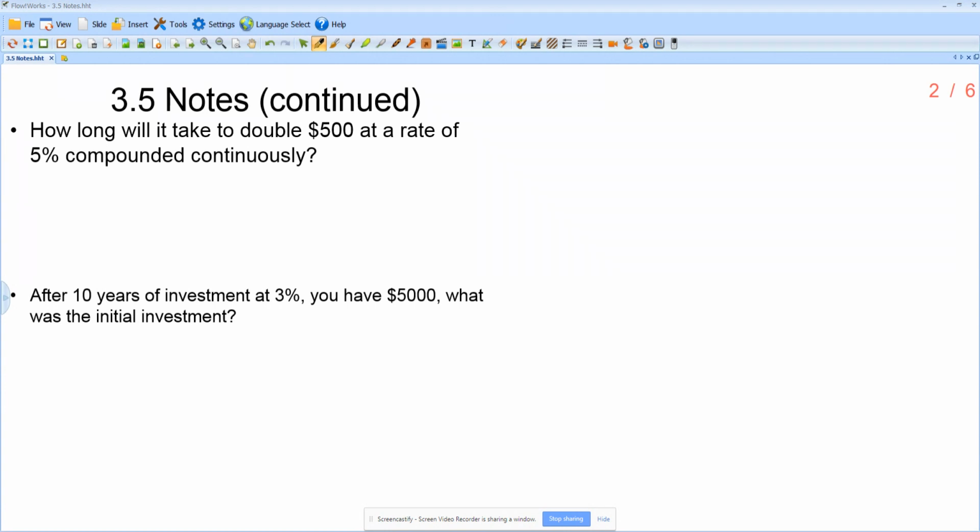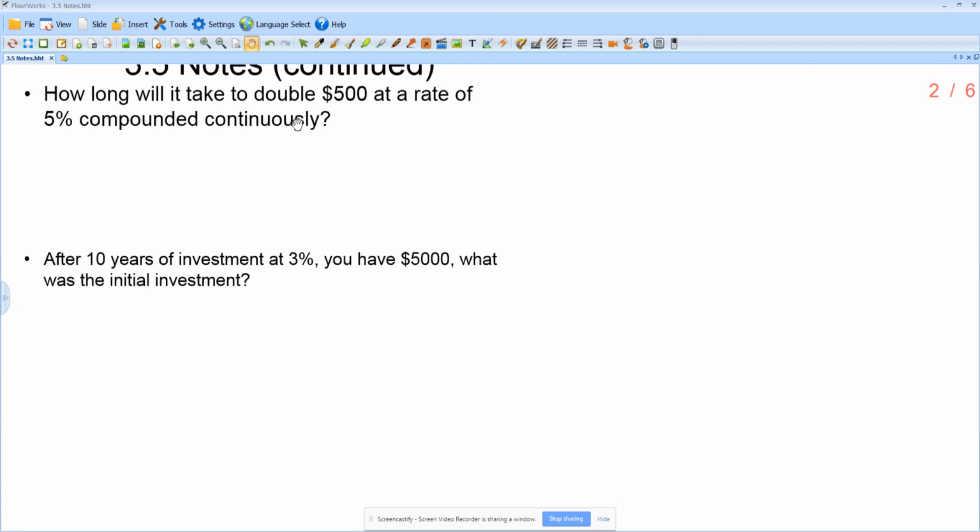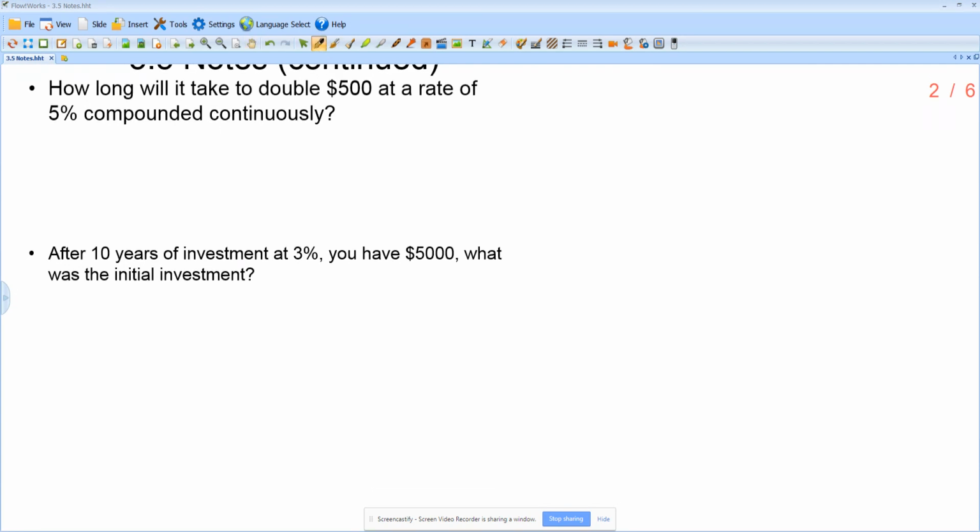How long will it take to double $500 at a rate of 5% compounded continuously? So P, the amount of money that I'm putting into this, is $500. r is 0.05 because you have to remember that I moved the decimal over 2 spots. The other piece of information that we know is what A is. We know what A is because what we're asking is how long will it take, so we're looking for t, in order to double $500. Well, doubling $500 means that I would have $1,000.